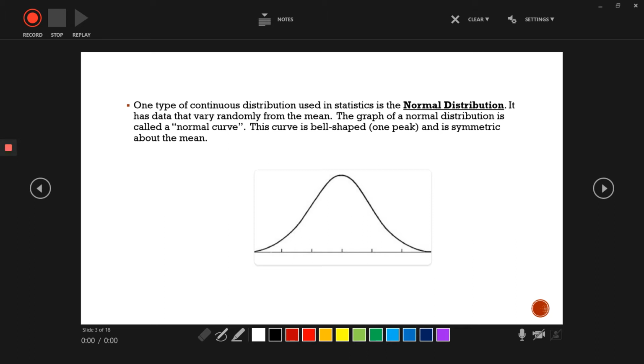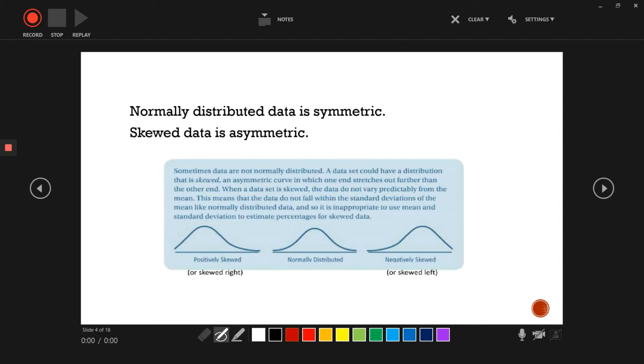So one type of distribution commonly used in statistics is the normal distribution. It has data that vary randomly from the mean, and the graph of a normal distribution is called a normal curve. You can see one here. The curve is bell-shaped and is symmetric about the mean. So in normally distributed data, this is the mean right here, right in the center, and you can see that it's symmetric, okay? So normally distributed data is symmetric.